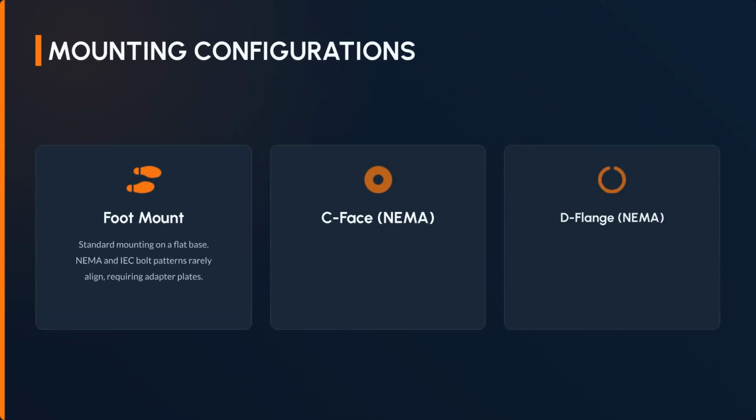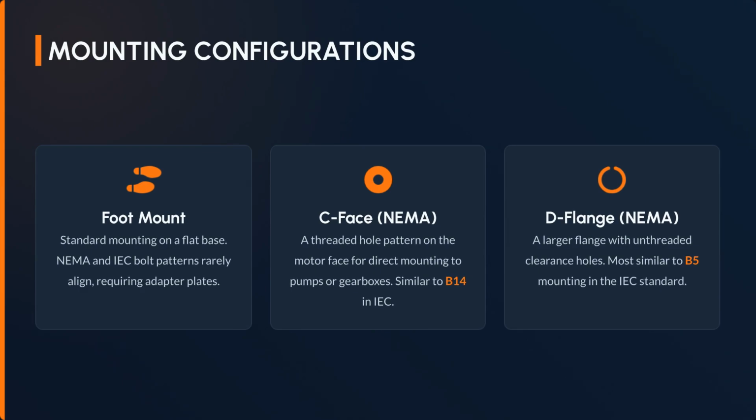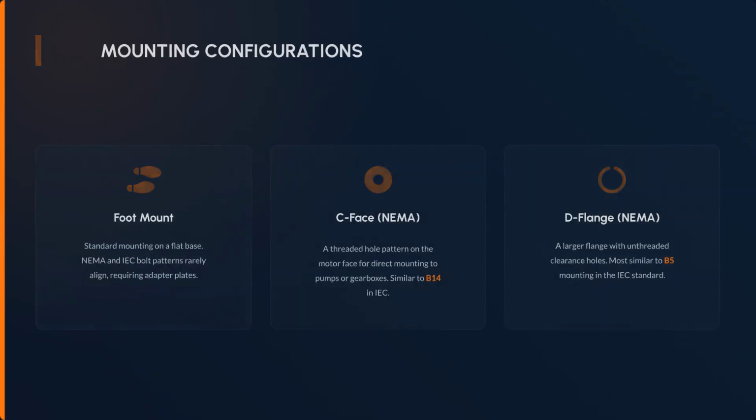Mounting configurations include the foot mount, which usually requires adapter plates. C-face mounting uses a threaded hole pattern similar to B14 in IEC. D-flange mounting uses unthreaded holes, similar to B5 in IEC.